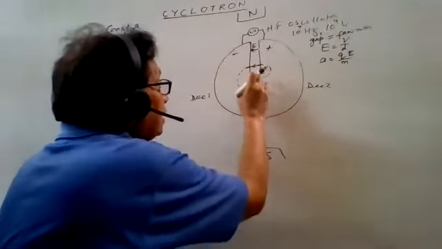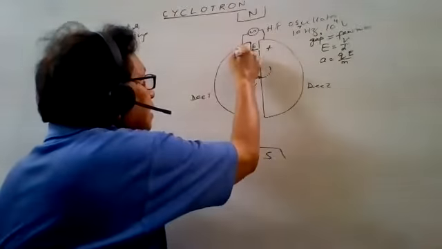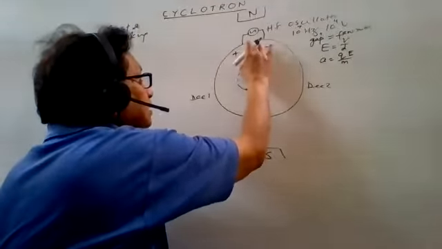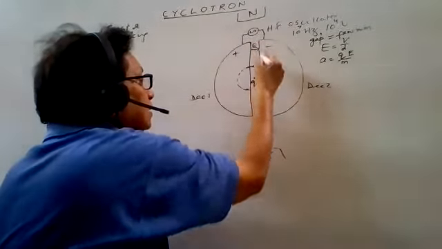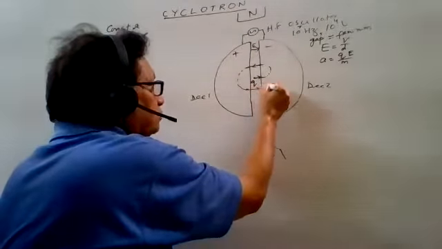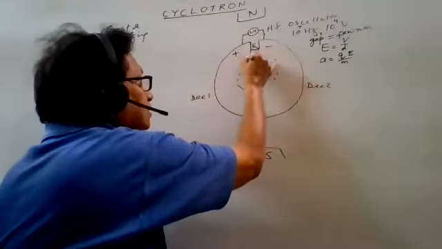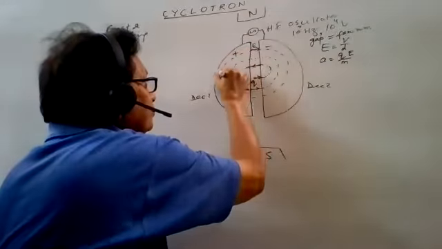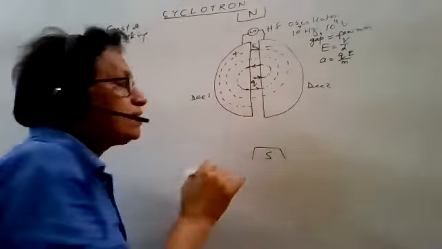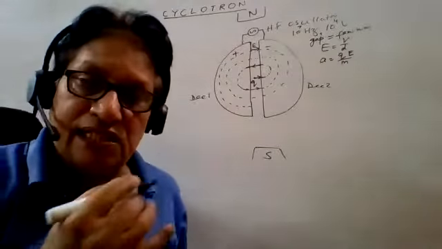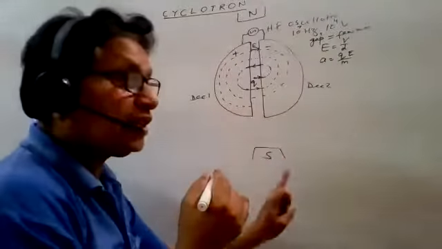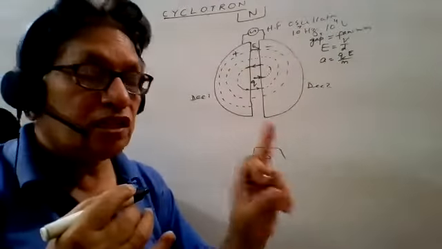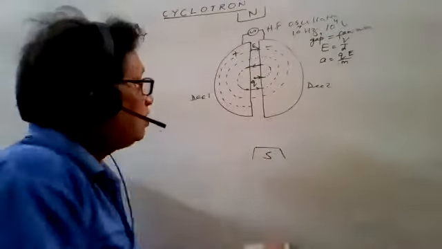As it comes here, again the direction of the electrical field changes, again from left to right. So again it increases the speed here. Every time, the kinetic energy increases in the gap only, and the magnetic field acts. It gives the circular motion.